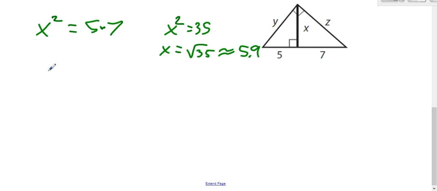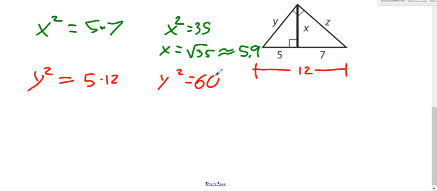When you're doing y and z, you need to know the entire length. So 5 plus 7 is 12 for that entire length down there. So when you're doing y, you take the closer side, 5, and the entire length, 12. So square root of 60, which is about, we'll say 7.7.